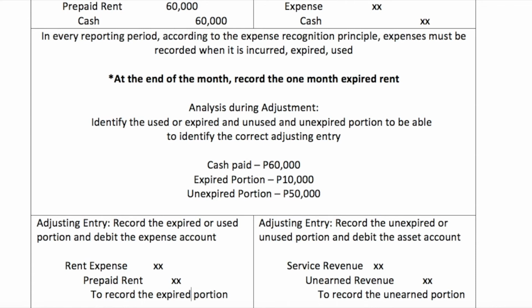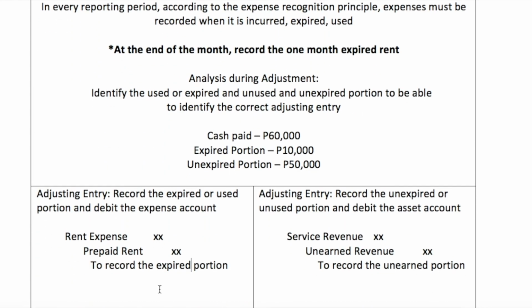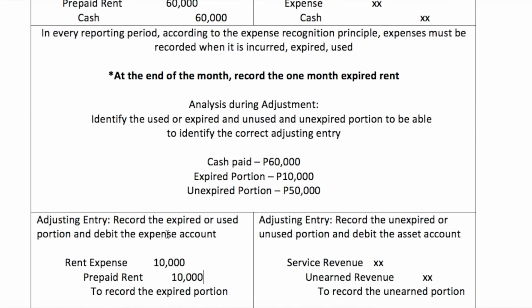Again, if we are using the asset method, what we will record is the expired or used portion, which is this one. This is what we will focus on. How do we record the expense portion? Debit expense. So, debit rent expense, 10,000. Credit prepaid rent, 10,000. Okay, let's look at the effect of this adjusting entry in the accounts.